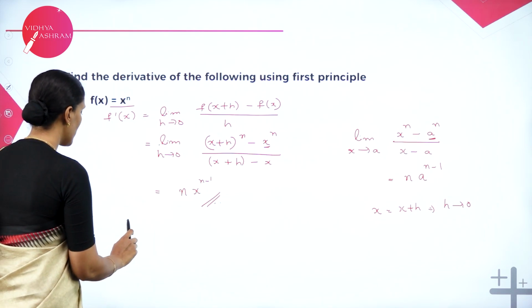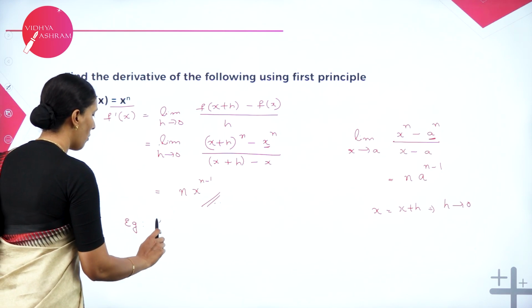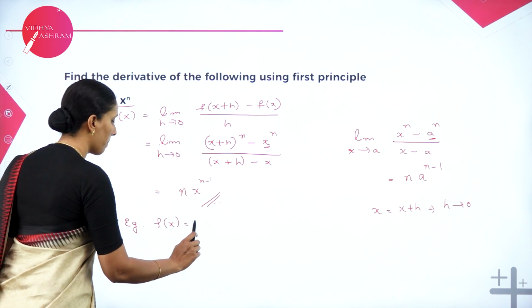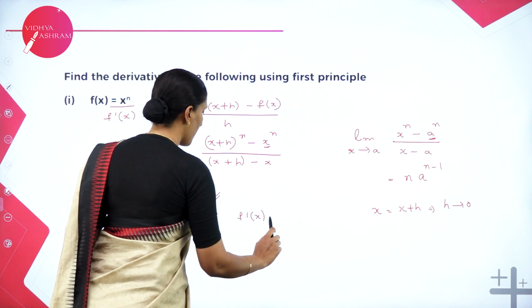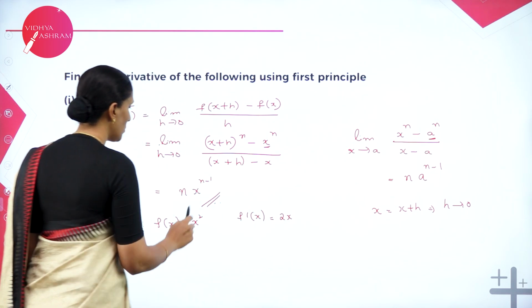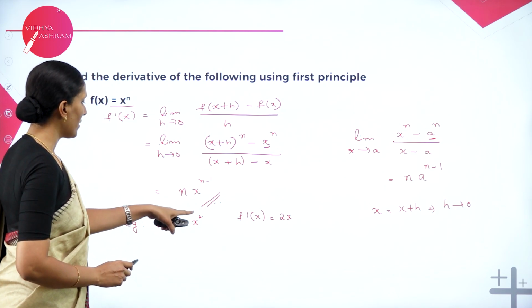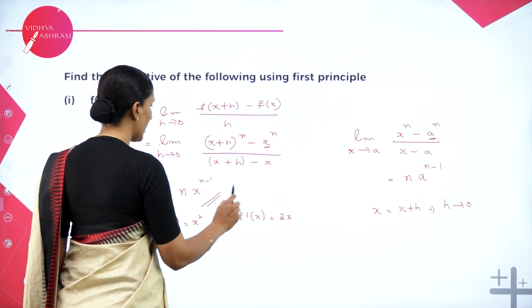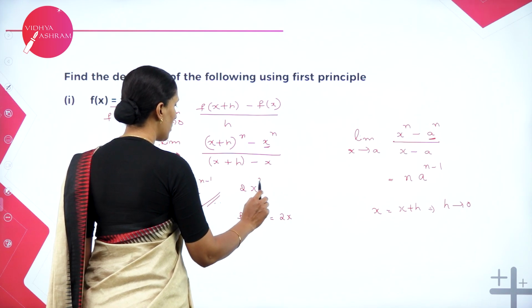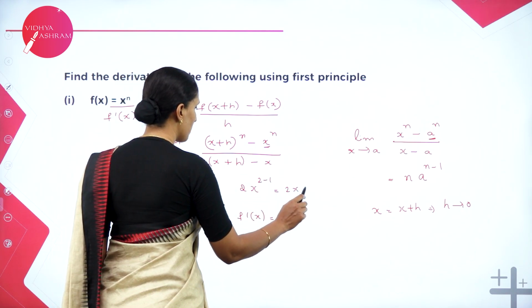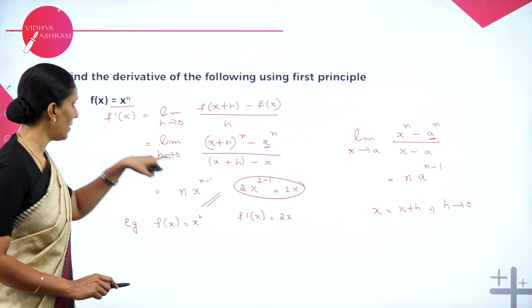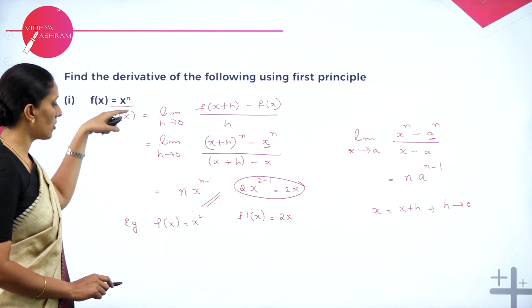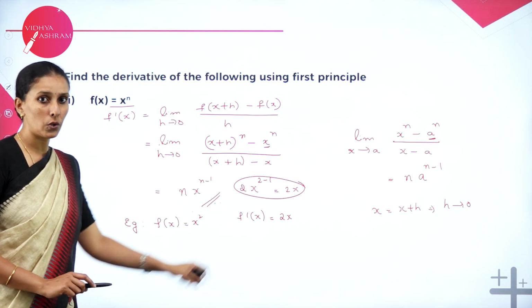We can also check this result. We have found the derivative of x square, that is, we got f dash of x as 2x. So let us use the standard result. x square can also be written as 2 into x to the power 2 minus 1, which becomes 2x. So instead of finding it with respect to first principle, just by applying the standard result also we can find the derivative as 2x.